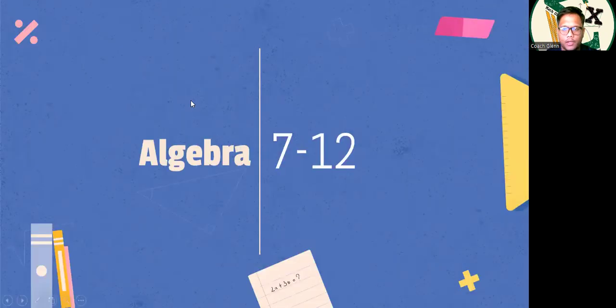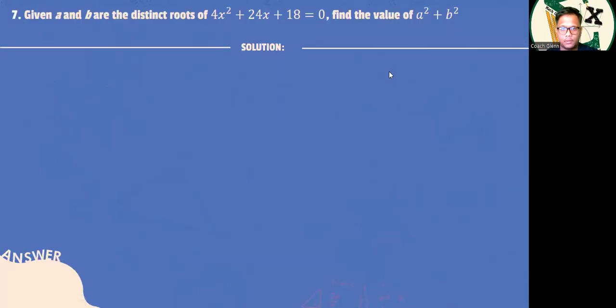So the next one is algebra. So algebra is also 6 questions. So that's going to be number 7 to 12. So given that A and B are distinct roots of 4x squared plus 24x plus 18 is equal to 0, find the value of A squared plus B squared. So we can use here Vieta's formula.